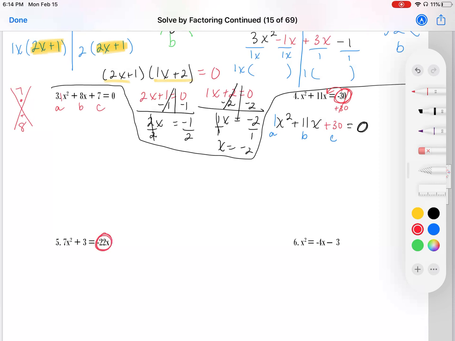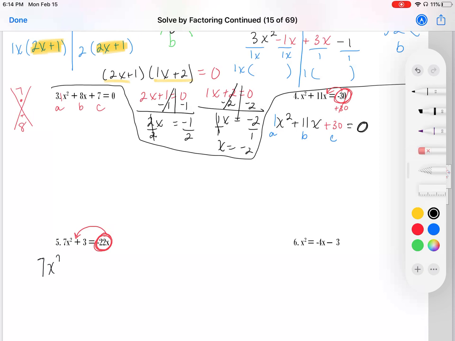On number 5, it's not ready yet because it doesn't equal 0. Be like, hey, silly, this has to be a 0. So I need to drop that off on the other side. The x term has to be in the middle. The x term is the B number. The B is the one that has the x in it. So I need to put that in the middle.